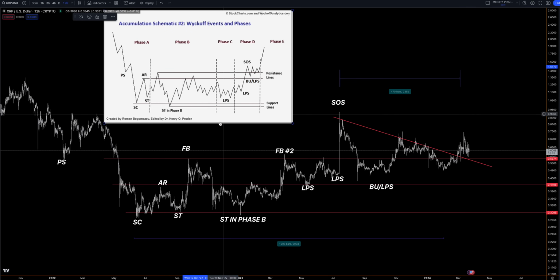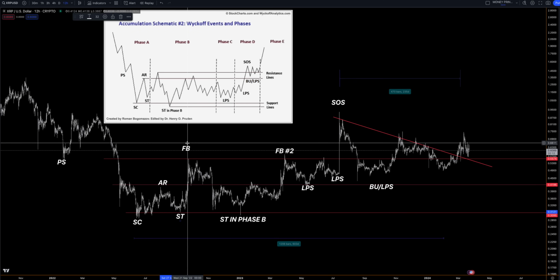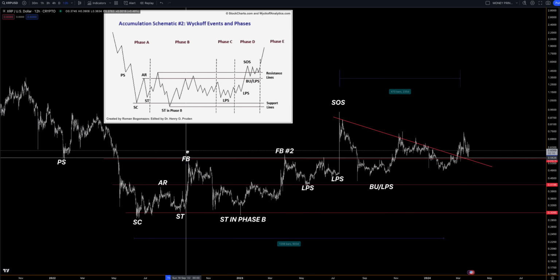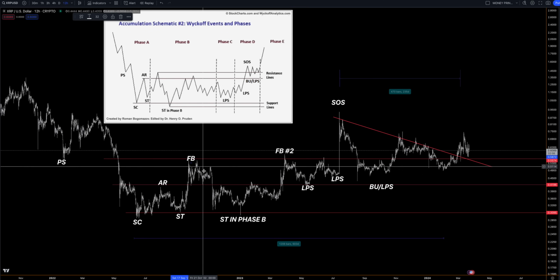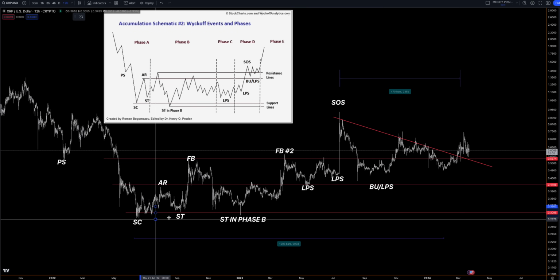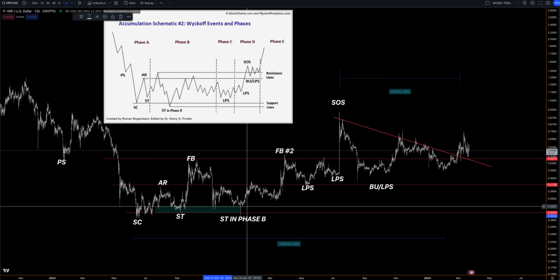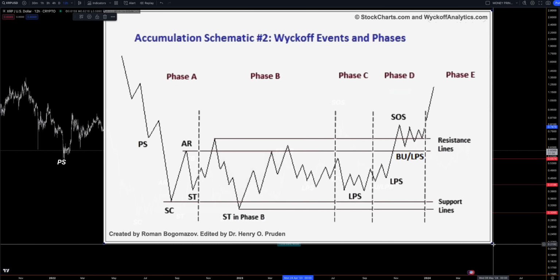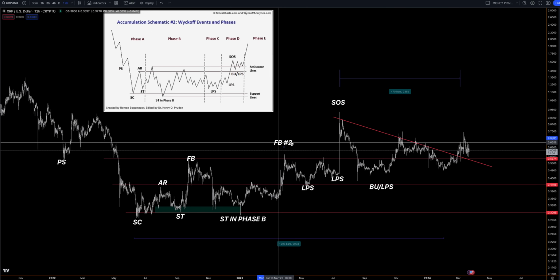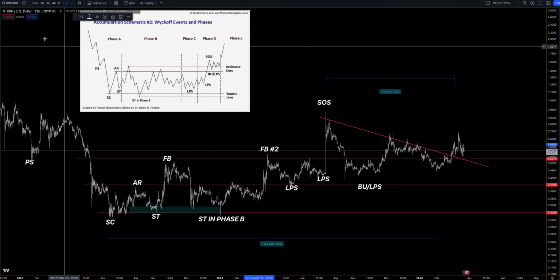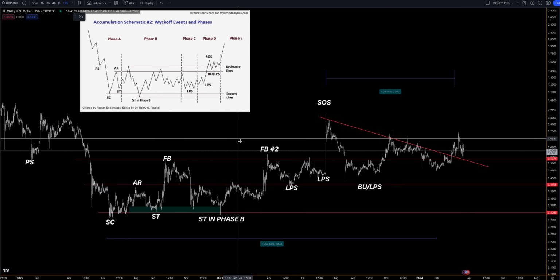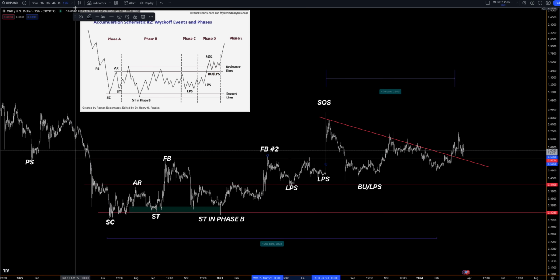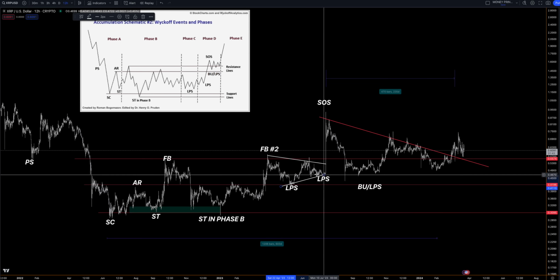After your automatic rally, you have a secondary test of the lows, and then a move back up to the top of the range for your failed breakout. After your failed breakout, you go below this psychological support here to formulate your secondary test in phase B. After your secondary test in phase B, you move up to the top of the range one more time for your failed breakout number 2. We then come down to mid-range and chop around here. Okay, the price gets squeezed into your sign of strength.